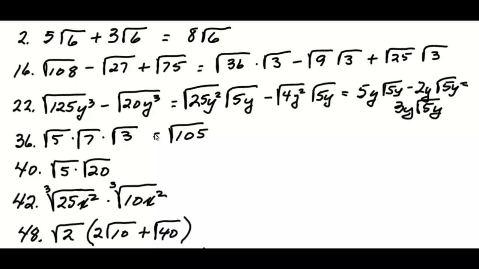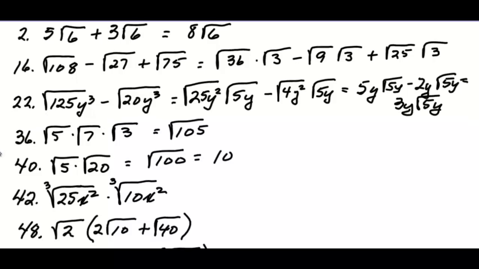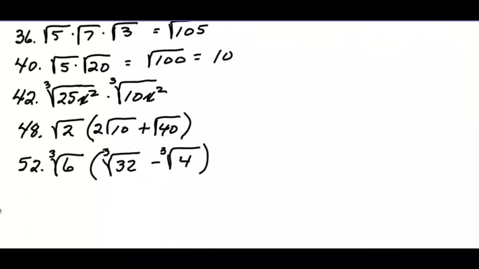But let's take a look at 40. If we multiply those across, what I get is the square root of 100. And that happens to be a perfect square, so the square root of that is 10. Now as we move down the page, let's take a look at problem number 42. These are cube roots, all right? And so you need to refer back to page 634 for your perfect cubes.